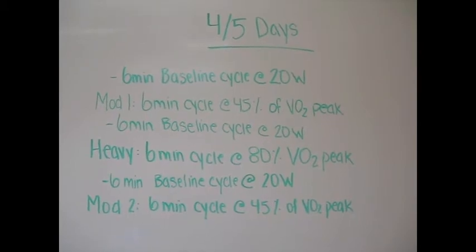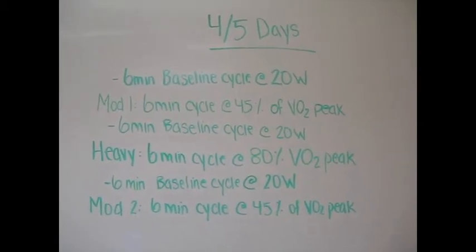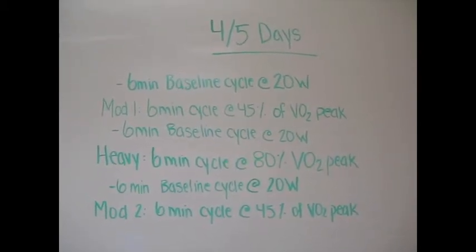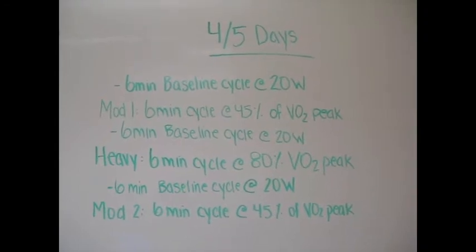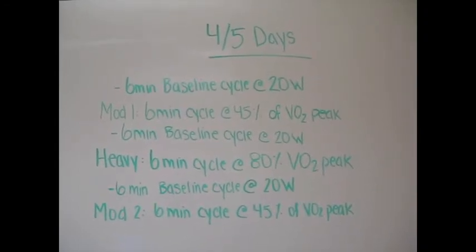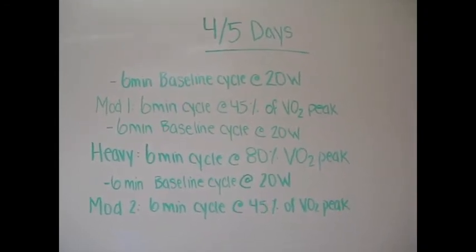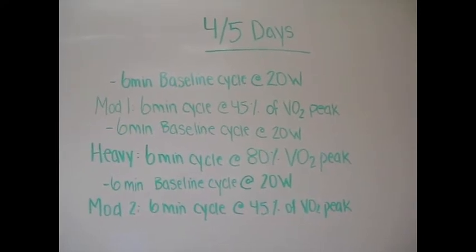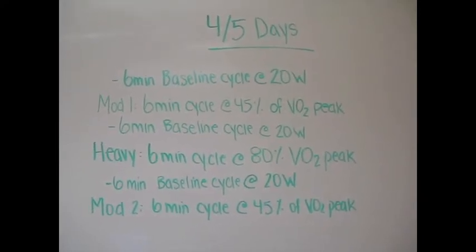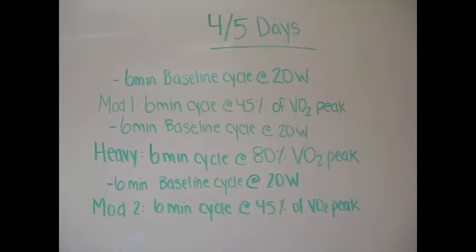This was the protocol for 4 of the 5 days. It consisted of exercise training on a cycle ergometer. 6 minutes of baseline cycling at 20 watts was performed. Next, 1 bout of moderate intensity activity was performed at 45% of the participant's VO2 peak for 6 minutes. This was called Mod 1.